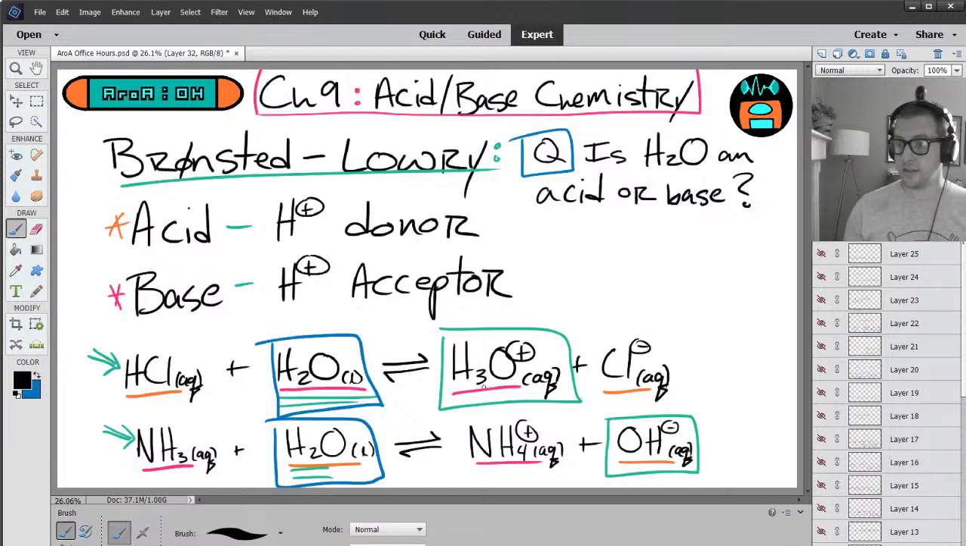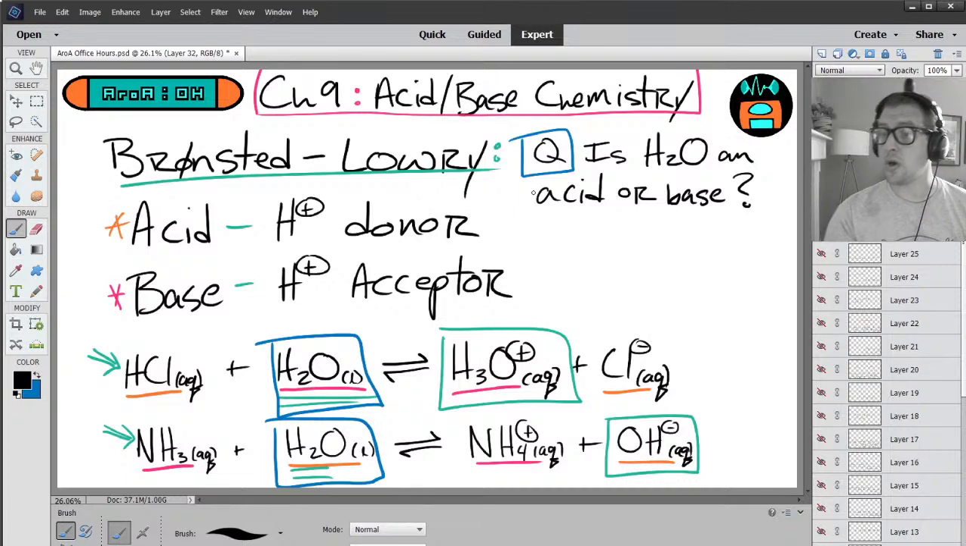Is water an acid or a base? Now, when you look at the first reaction that has water, water's reacting with HCl as a base. When you look at the second reaction, water's reacting with NH3 as an acid. So you might be wondering, well, water's both an acid and a base, but that answer is not correct.